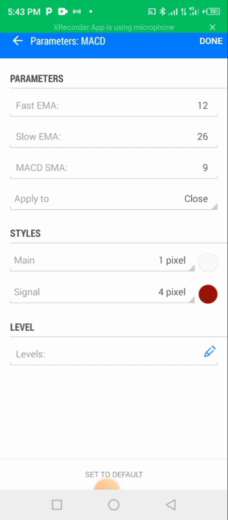Main is 1 pixel. I'm using a white color. That's if you are using a white background, make sure you use white. If you're using a black background, make sure you use black. The signal here is 4 pixel. I'm using the red color.